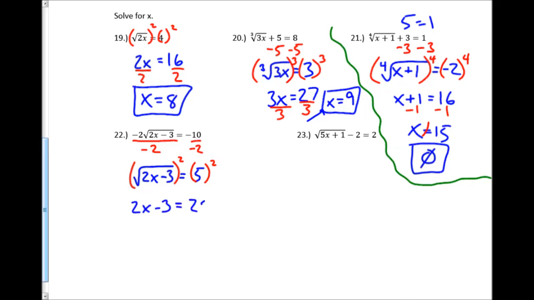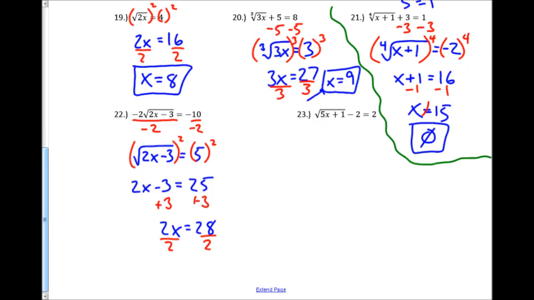Over here, I've got a 25. I'm going to add the 3 to each side. So I find out that 2x equals a 28. I divide each side by 2. And I find out that x equals a 14. And of course, I plug it back in and check. 2 times 14 is a 28 minus 3 is a 25. Square root of that is 5 times negative 2 is a negative 10. It works. Okay? Plug it back in and check it.